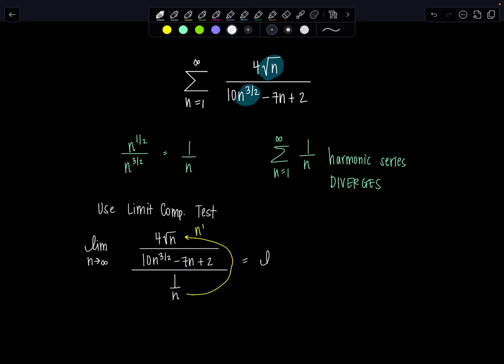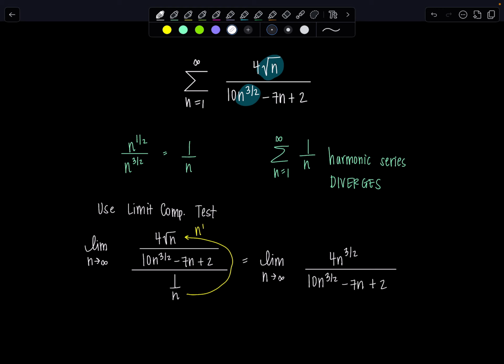So we'll have the limit as n approaches infinity of 4n to the 1/2 times n to the first, which is going to be 4n to the 3/2, and then we have all of this over 10n to the 3/2 minus 7n plus 2.